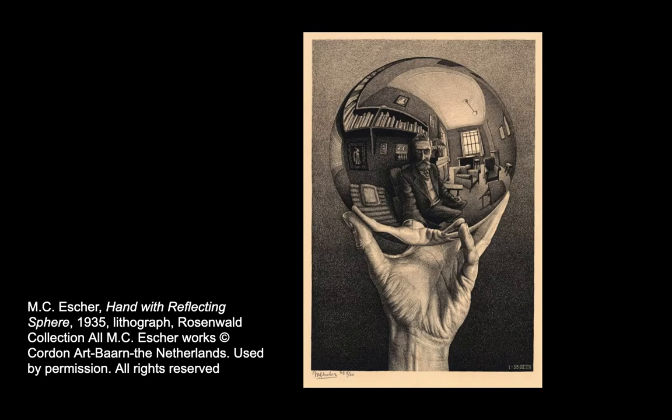This lithograph by artist M.C. Escher is titled Hand with Reflecting Sphere, and it was made in 1935. Notice the detail of the hand in the foreground of this composition. It appears quite lifelike and was created with great precision and care.